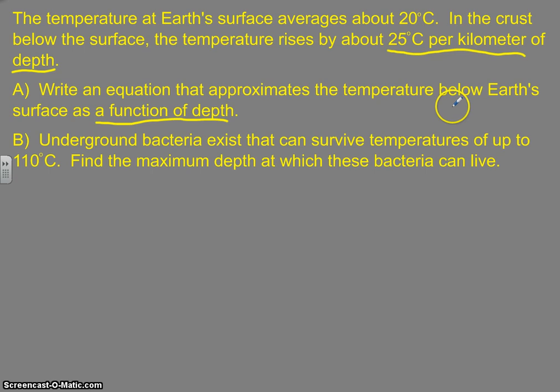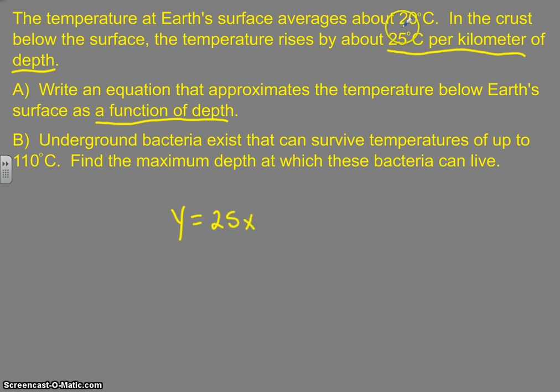Okay, so y is the temperature below Earth's surface, whereas x would be dealing with depth. So function of depth, they're saying it's a function, and we're talking about x being depth, whereas y is the Earth's temperature below the surface. So we're going to say y is equal to, now this is our rate that goes with x, right? 25x.